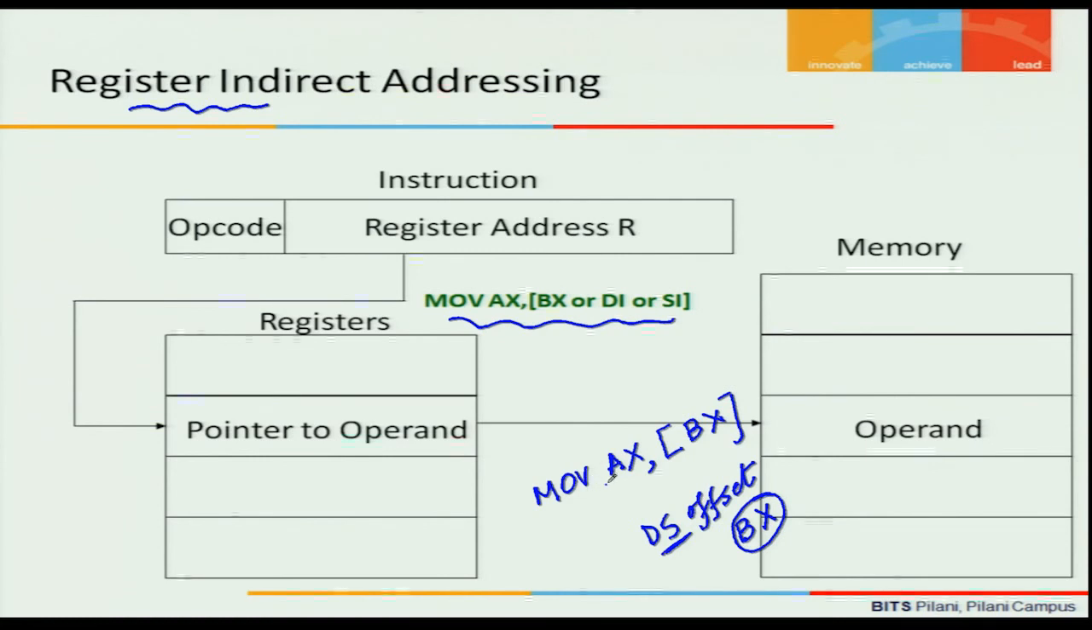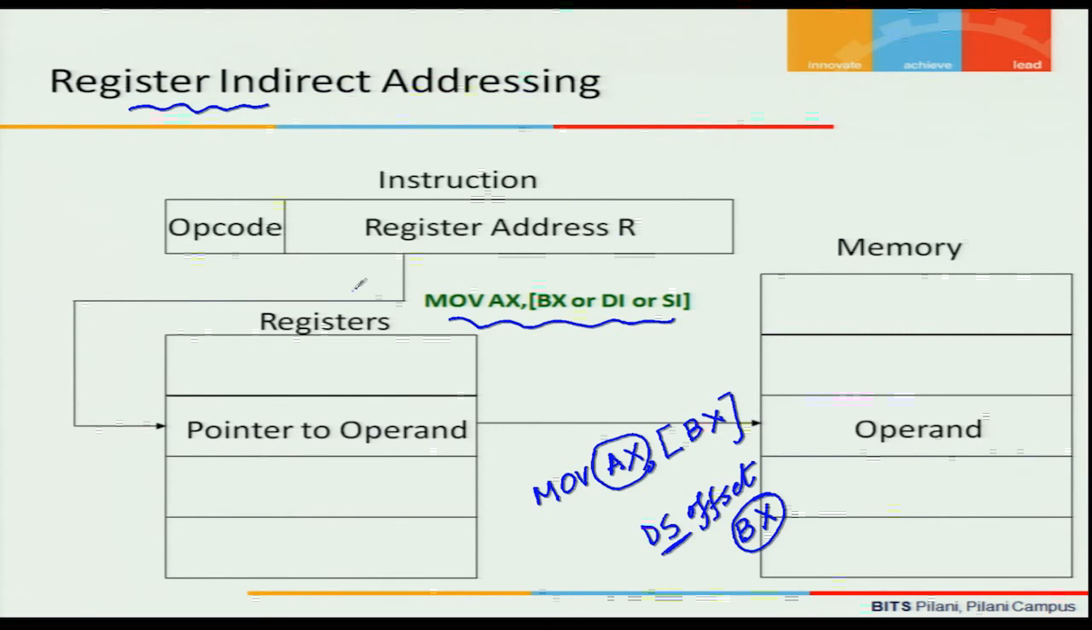So from that memory location, read a word. In case, for example, here the register is AX, that means you are working on word sized values. If it was AL, you would have been working on byte sized values.